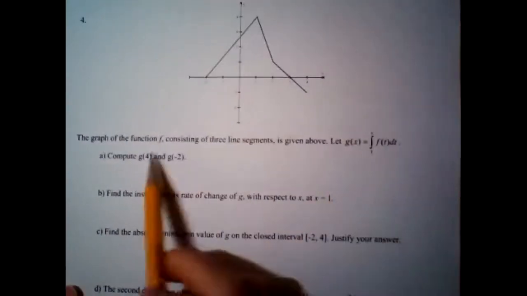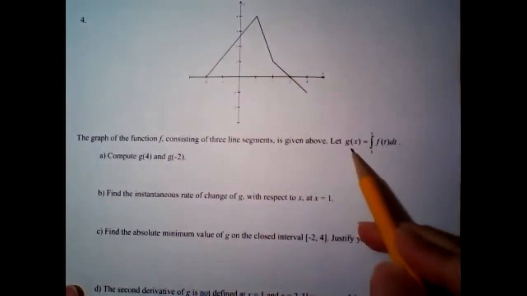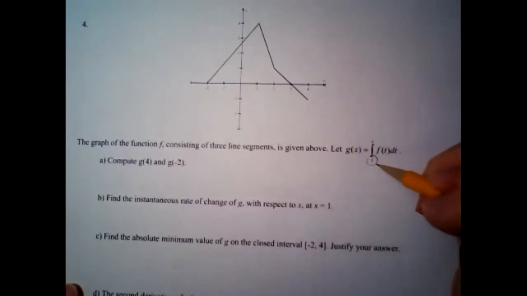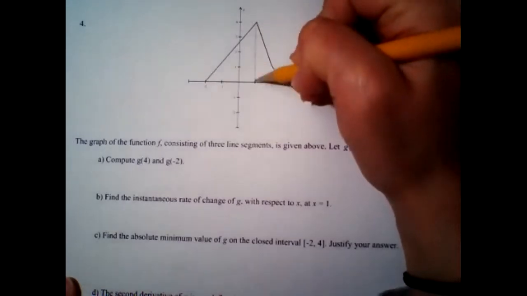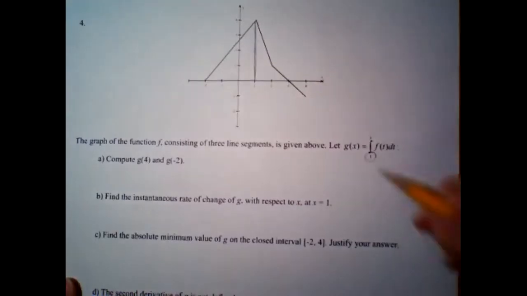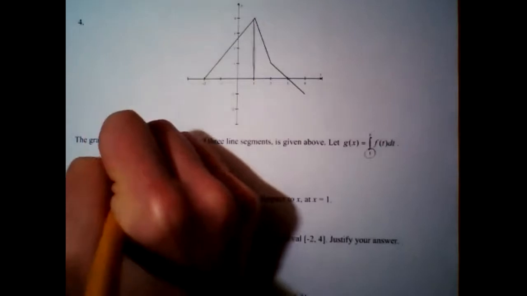All right, so this is the graph of f. We have 3 line segments. Given above, g of x is this accumulation function. The accumulation begins at 1. So let me draw in a line here at 1. That's our starting place. All right, not 0. You have to start wherever they tell you to start. All right, compute g of 4 and g of negative 2.